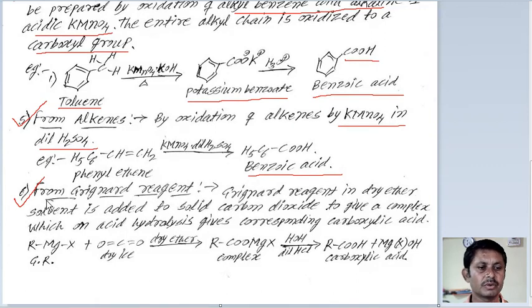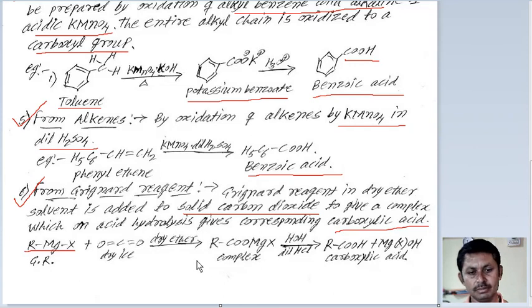You already know about Grignard reagent. It is represented as RMgX. Grignard reagent in dry ether solvent is added to solid carbon dioxide. That solid carbon dioxide is also known as dry ice, to give a complex which on acid hydrolysis gives the corresponding carboxylic acids. See here, there is a general reaction.